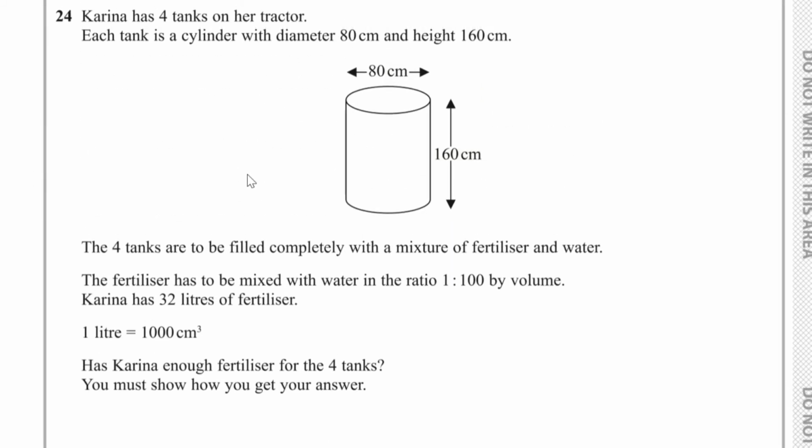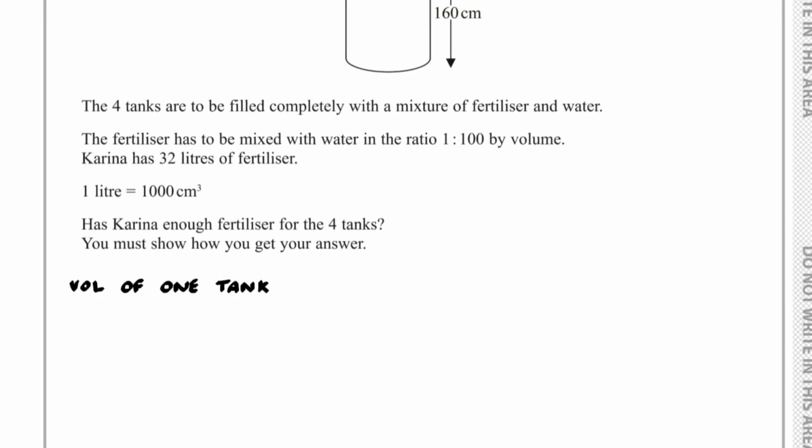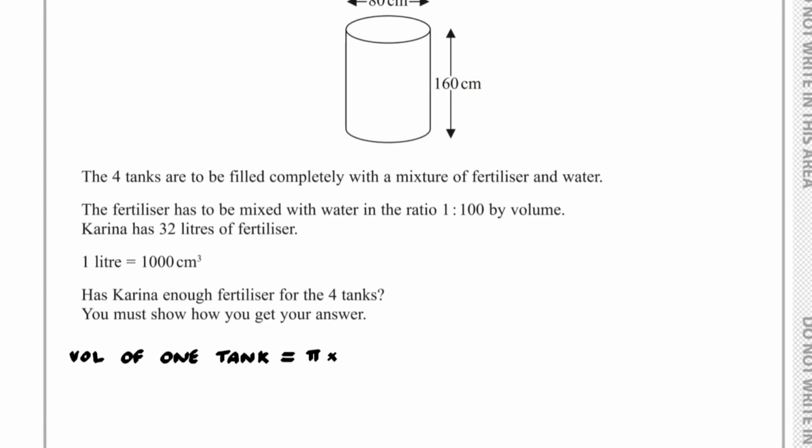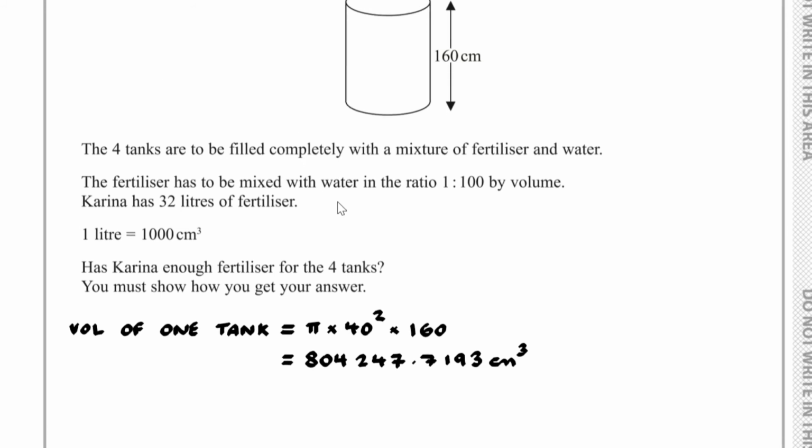The first thing we can do is find the volume of 1 tank. To find the volume of 1 tank, we've got the cross-sectional area multiplied by the height. Now the cross-sectional area is pi times the radius squared. The radius here is going to be 40, which is half the diameter of 80. So I've got pi times 40 squared, that's the circle bit, times 160, which is the height. And working this out, we get 804,247.7193 centimeters cubed. Now, we've got 4 tanks in total.